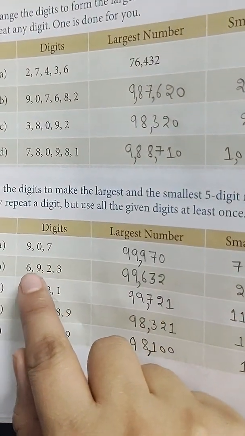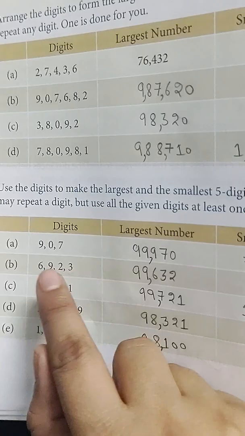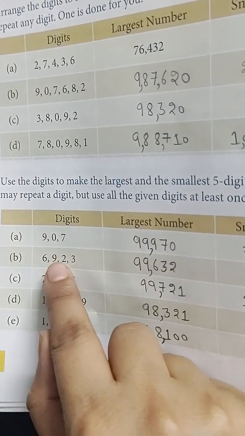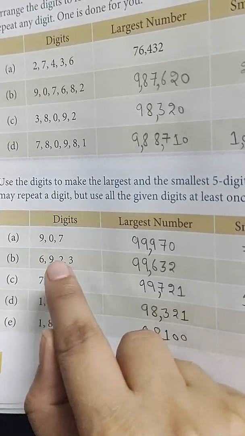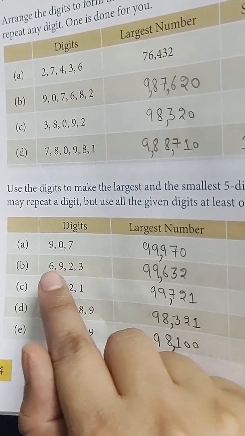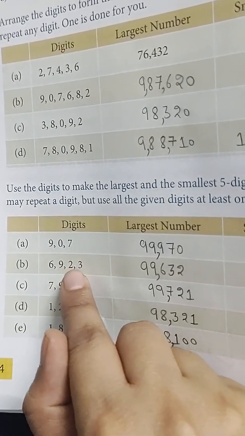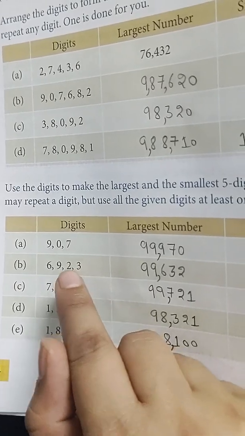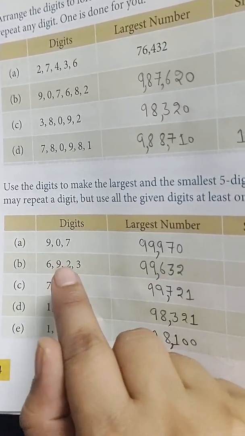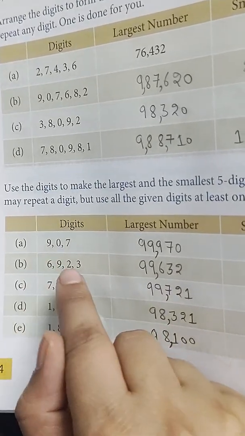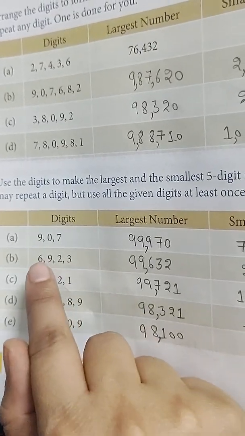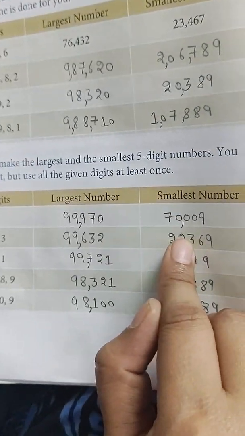Now the next digits are 6923. What you can do is this: the biggest digit is 9, and as there are 4 digits, we need one more, so you repeat 9 one more time. So 99632 will be the largest number. To make the smallest number, you have to repeat the smallest digit. The smallest digit is 2, and again there are 4 digits, so to get 5 digits, you repeat 2 one more time. So 22369 will be the smallest number.